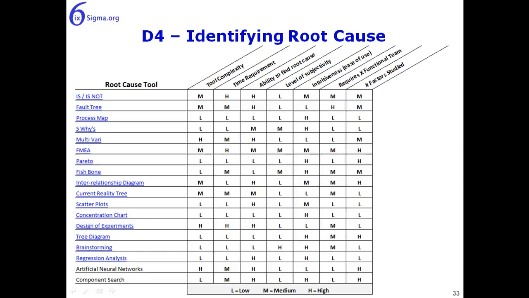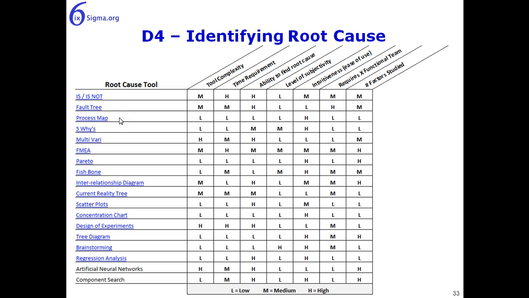Here's a list of root cause tools down the left-hand side here. So we have the is, not tool, fault tree, process map, 5 whys, a multivariate study, failure modes and effects analysis, Pareto charts, fishbone diagrams, interrelationship diagrams, current reality tree, scatter plots, concentration charts, design of experiments or DOE, tree diagram, brainstorming, regression analysis, artificial neural networks, component search. There are others. These are just the ones that I've used, and it's a reasonably complete list of root cause tools.